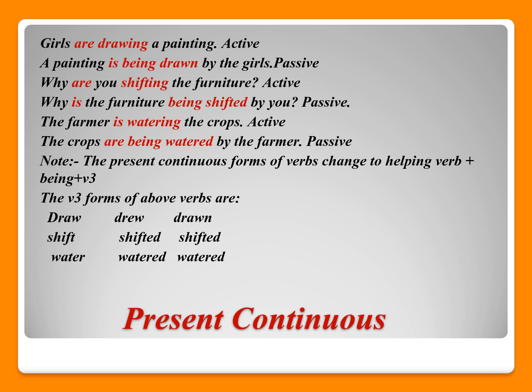Alright, so girls are shifted at the last place, and we need to see that in passive voice we have a by always showing who is doing the work, who is the doer. Why are you shifting the furniture? This sentence is in active form. When we convert it, why is the furniture being shifted by you? Furniture is always taken as a singular form.